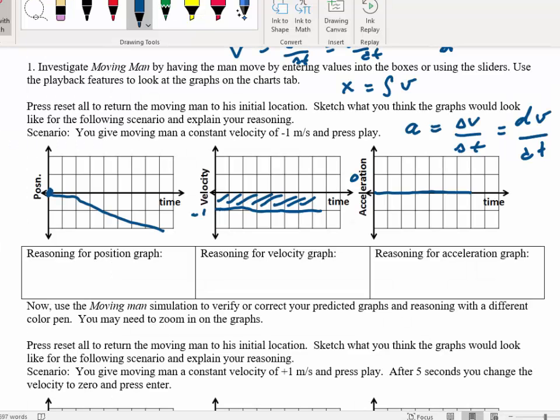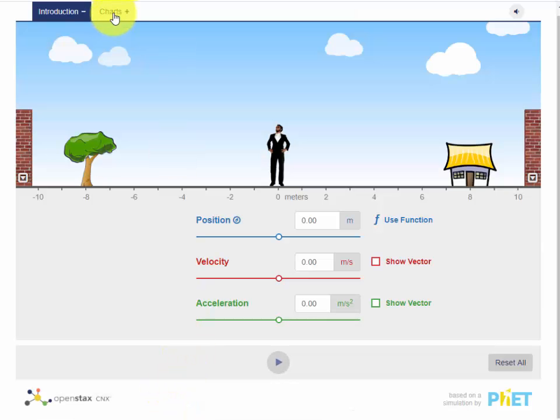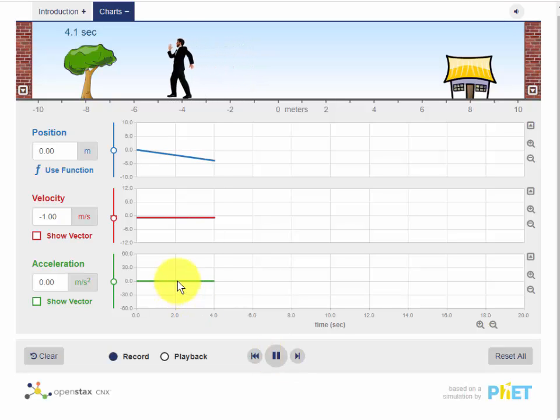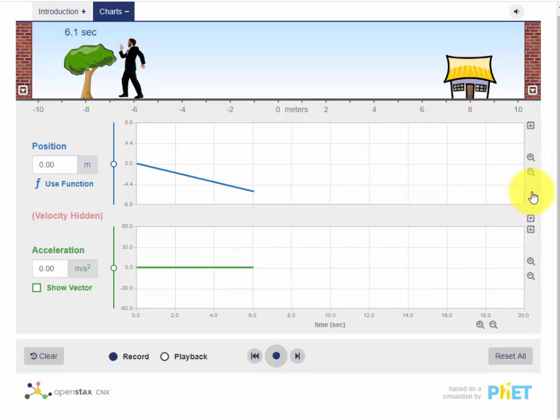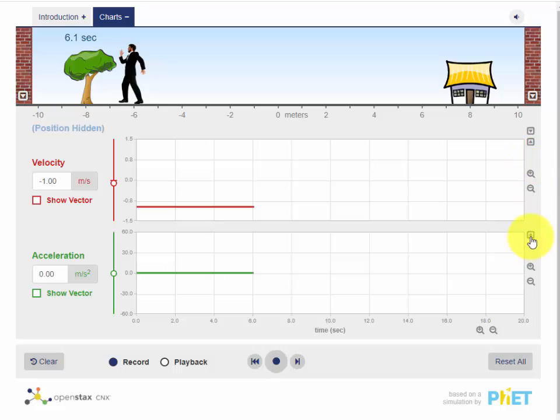So I can go ahead and pop back over to the moving man simulation. I'm going to go to the charts. I'm going to set his velocity to -1, and I'm going to hit play. And what I see is something that looks more or less the way that I thought, well, up until he hits the wall, but that's going to be different. We can zoom in on these graphs. So for example, if I zoom in on this, you can see that the velocity is indeed -1. And if you want a really good look at it, I hid the position and hid the acceleration.